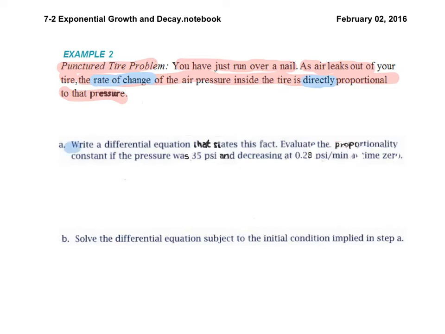Write a differential equation that states this fact. Evaluate the proportionality constant if the pressure was 35 psi and decreasing at 0.28 psi per minute at time zero. Alrighty. And last one, solve the differential equation subject to the initial condition applied to step A. Alright, let's do this problem.